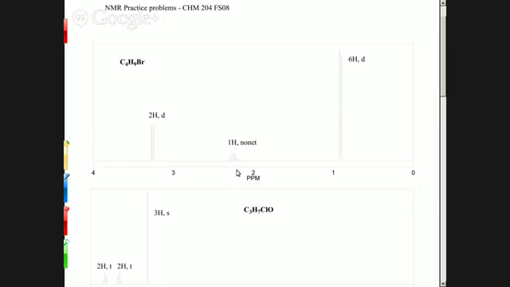Why does it have to be two CH3s? It doesn't have to, but it's the most likely choice. So there should be two CH3s connected to something else. Let's show you.